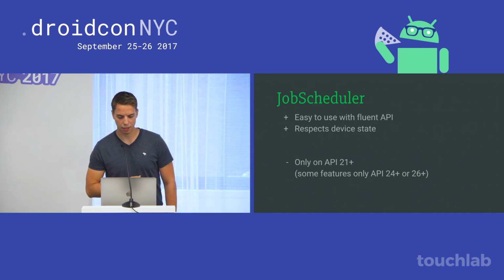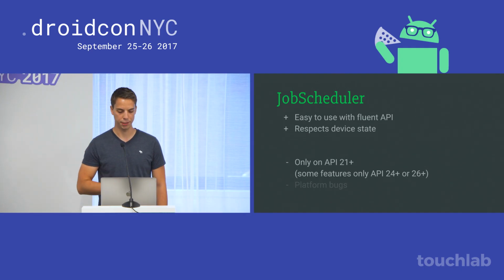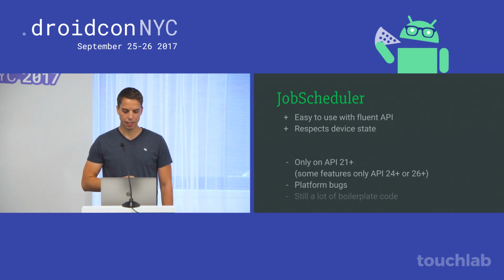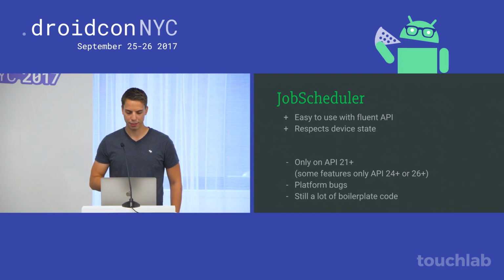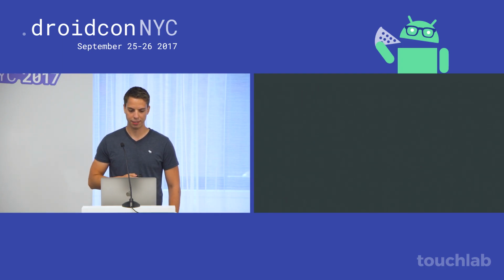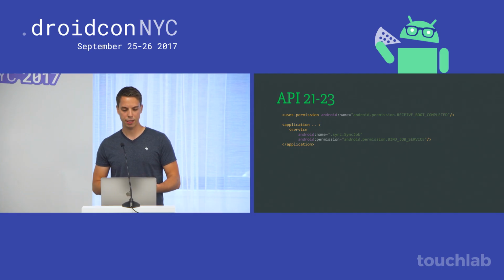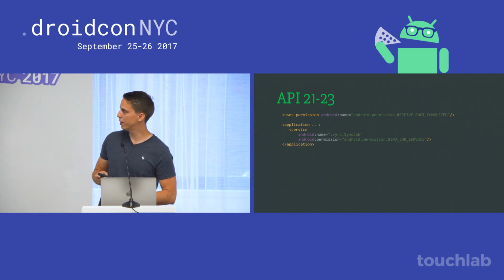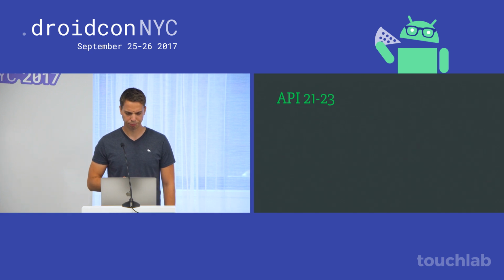And then there are even some features only available on the even newer platform versions. And in the end, we still have to write a lot of boilerplate code, which is annoying. So I'll go quickly over the API. Here again, we start with a service, which we need to register in our manifest file. At the same time, I'm also requesting a permission, and we will see in a second why this is important.